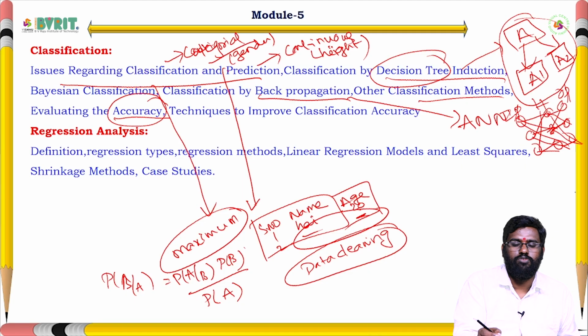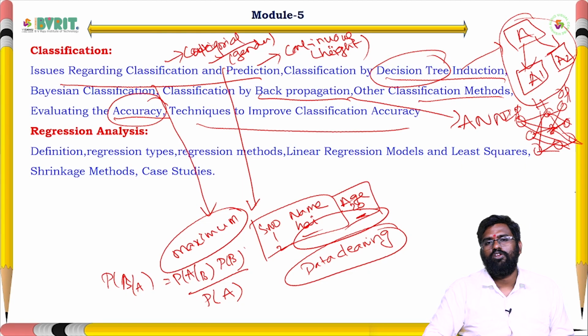Techniques to improve classification accuracy: it is used to improve the accuracy by using the cross-folding method. The cross-folding method is used to identify the number of items to be there and how many times the given items are present. Based on that we have to identify the cross-fold method.